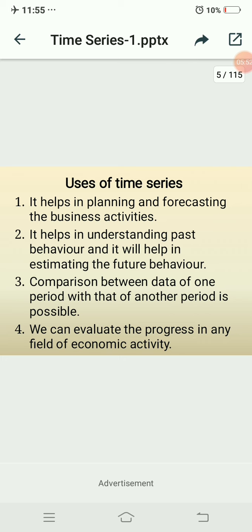And the third one: comparison between the data of one period with that of another period is possible. For example, if you are considering two colleges, or only one college, you can compare the 10 years of student strength or college profit between 2001 to 2010 or 2010 to 2020, according to the ASS college strength or ASS college profit year wise.